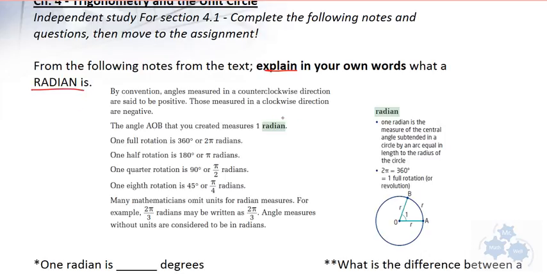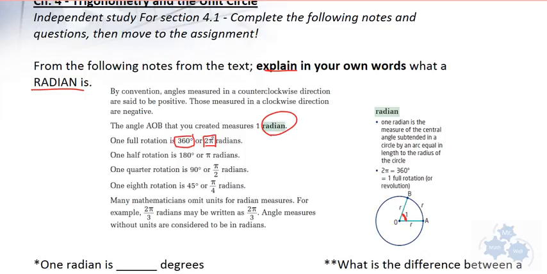Okay, so I clipped this from the textbook for you, which talked about what a radian looks like over here. Right, this is a radian on the diagram over here. There's some information here. One full rotation is 360 degrees, or 2 pi radians. So there's a major connection right there. One full rotation around anything, 360 degrees, is the same as 2 pi radians.